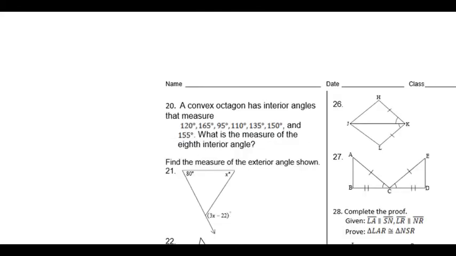Number 20 has an octagon. That's 8 sides. So if I want to find out how much the interior angles add up to be, then I would have to put 8 minus 2, times 180, which turns out to be 1080. We'll use that number in a bit.